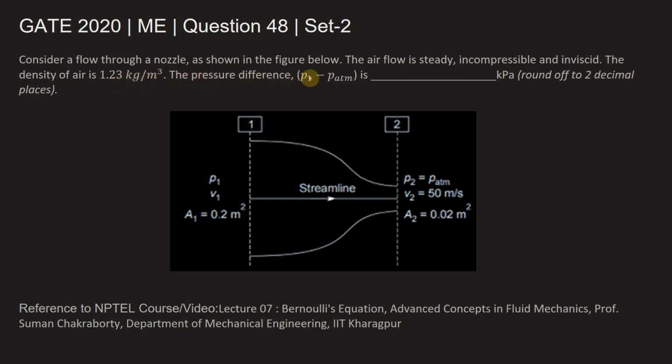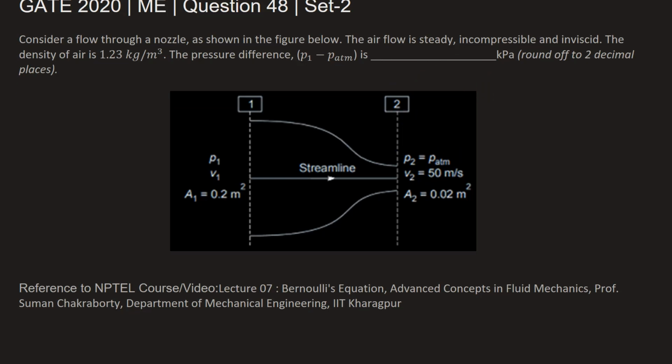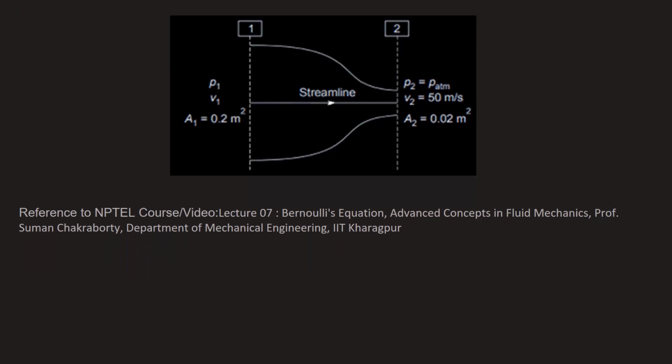The pressure difference P1 minus P atm, that is atmospheric pressure, which is at section 2, in kilopascal rounded off to 2 decimal places. So we need to find the pressure difference between these two sections, that is P1 minus P2, or which in this case is P atm, in kilopascal. Now let's write the Bernoulli equation for the given condition.